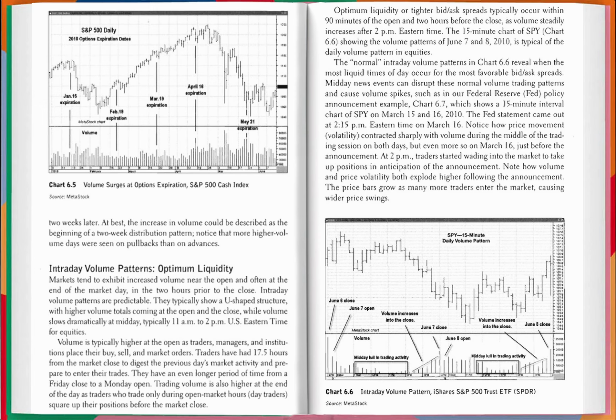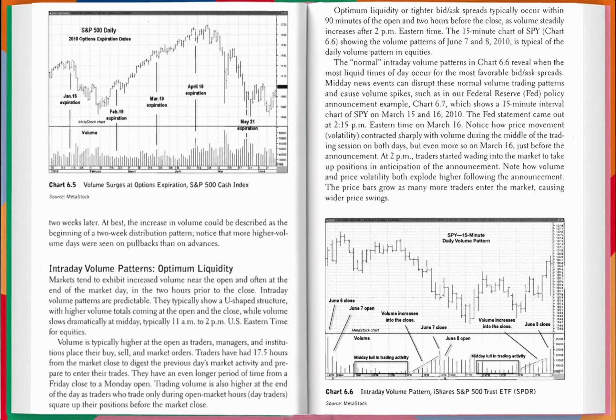Intraday volume patterns. Optimum liquidity. Markets tend to exhibit increased volume near the open and often at the end of the market day, in the 2 hours prior to the close. Intraday volume patterns are predictable. They typically show a U-shaped structure, with higher volume totals coming at the open and the close, while volume slows dramatically at midday, typically 11 a.m. to 2 p.m. U.S. Eastern Time for equities.